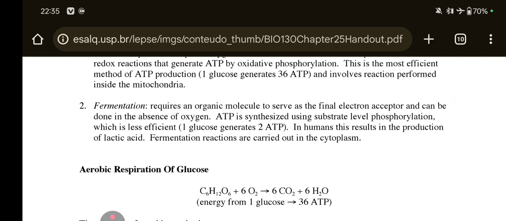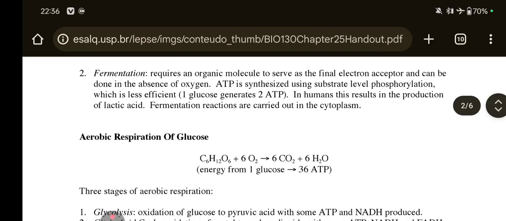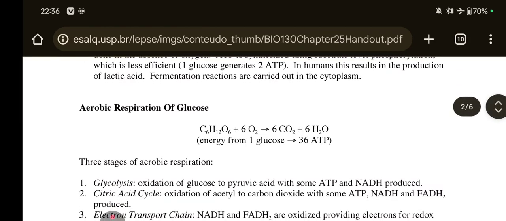2. Fermentation requires an organic molecule to serve as the final electron acceptor and can be done in the absence of oxygen. ATP is synthesized using substrate level phosphorylation, which is less efficient in humans. This results in the production of lactic acid. Fermentation reactions are carried out in the cytoplasm.